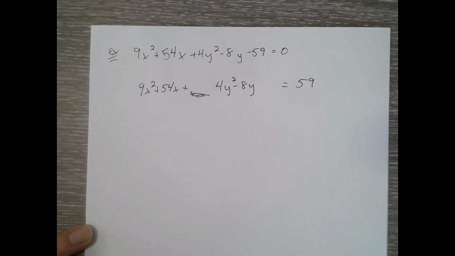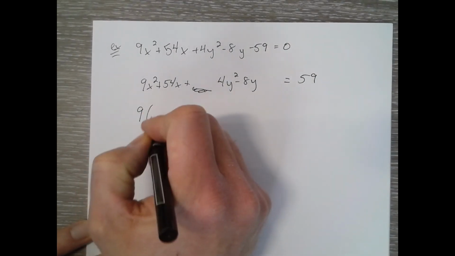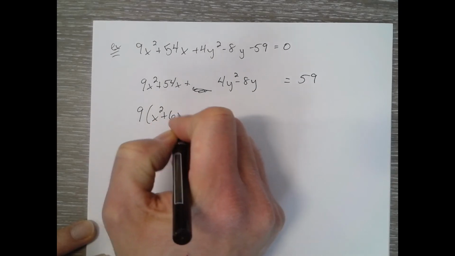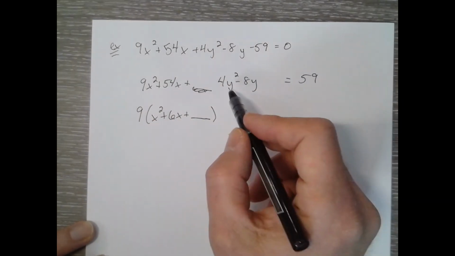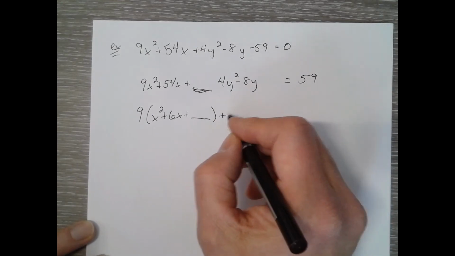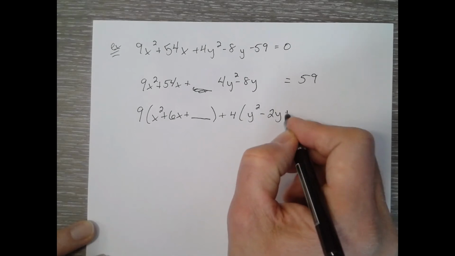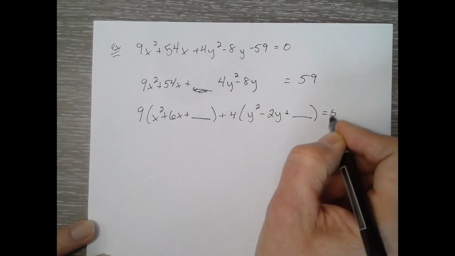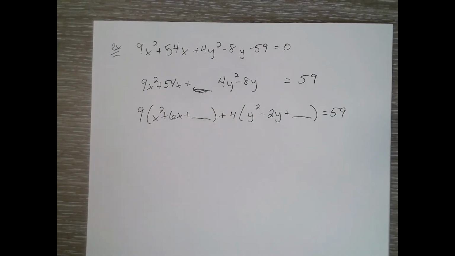So we talked about this yesterday. If you have a coefficient of 9, you have to pull it out right away. And if you have 4 there, it'll be 4 parentheses y squared minus 2y plus something equals 59. I'll see if you can try completing the square here. I'll give you a second to catch up.